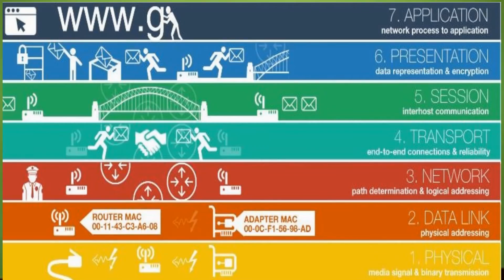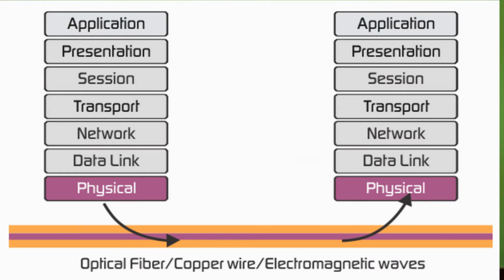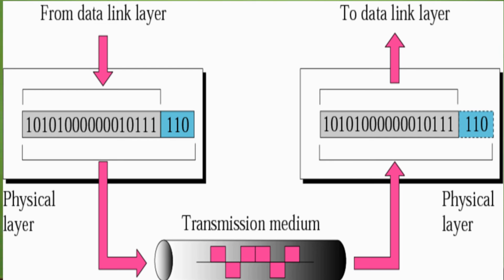Layer 1, the physical layer. This layer transmits bits from one computer to another and regulates the transmission of the stream of bits over a physical medium. This layer defines how the cable is attached to the network adapter and what transmission technique is used to send data over the cable.